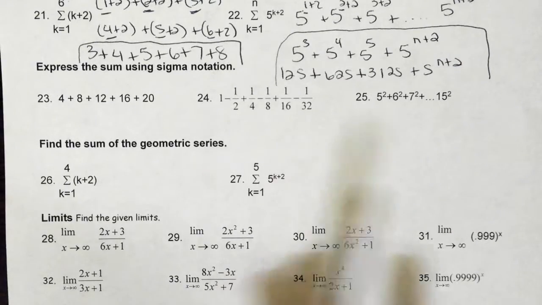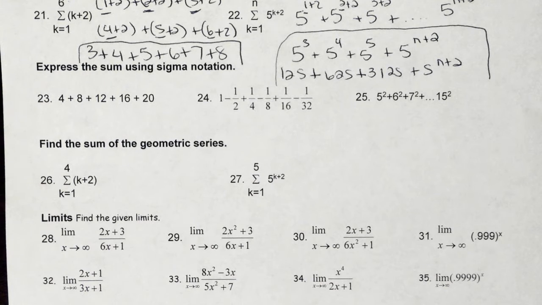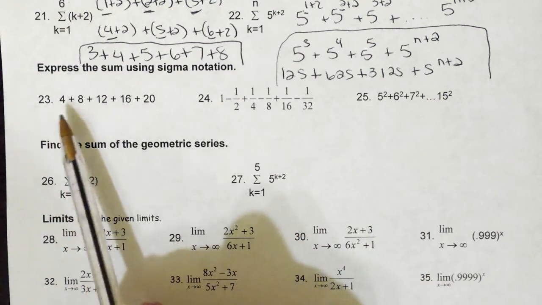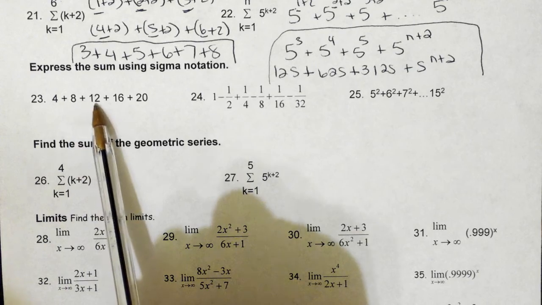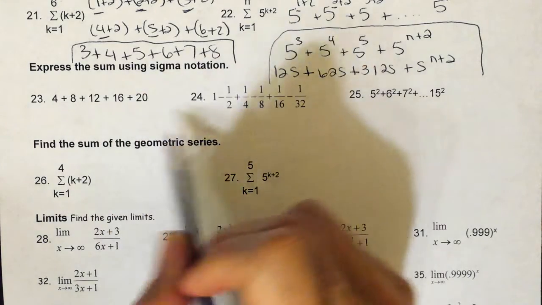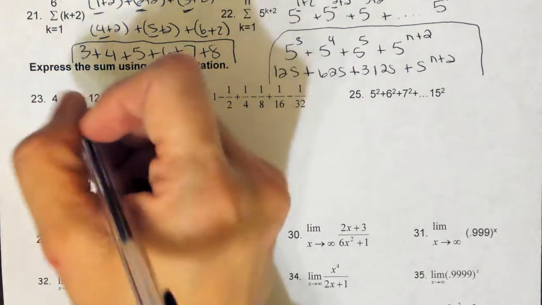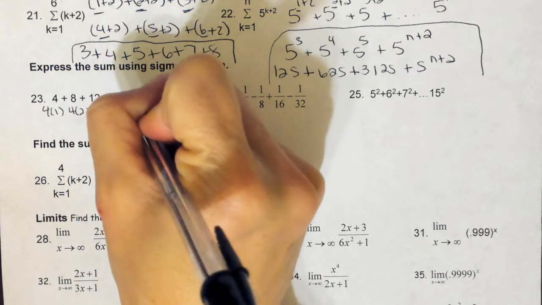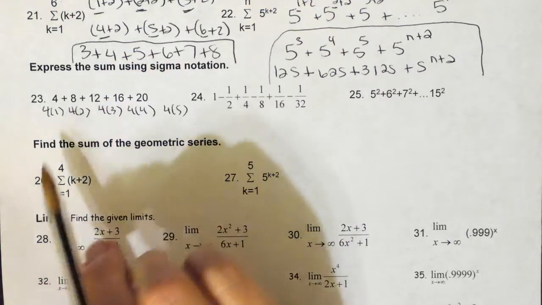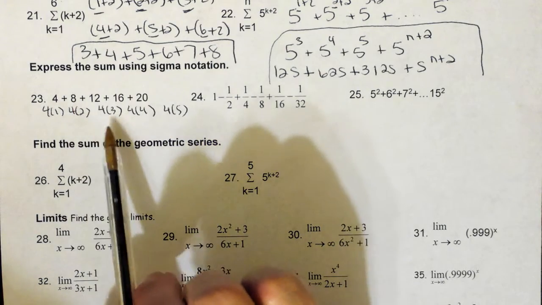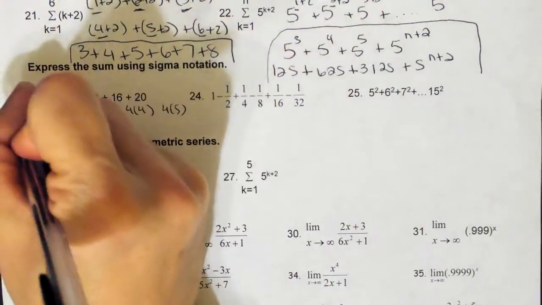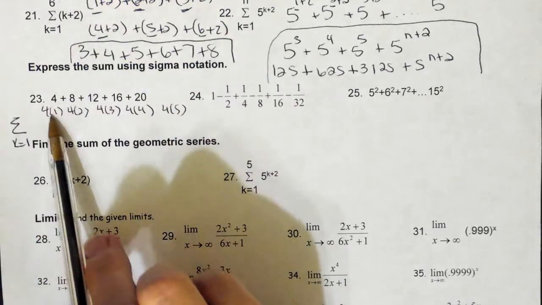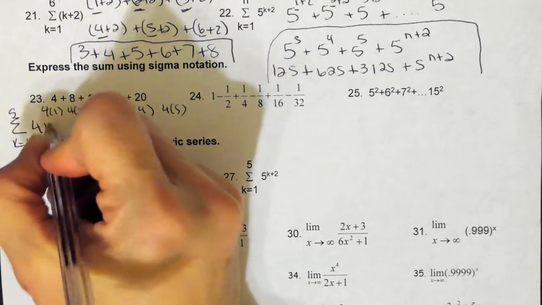On 23, 24, and 25, they want you to write these using sigma notation. So on 23, what are we doing to get from 4 to 8 to 12 to 16 to 20? We're adding 4 over and over. But I told y'all in class, if you're adding 4 over and over, you're really doing repeated addition, which is really repeated multiplication. So we can see when K is 1, 1 times 4 is 4, 4 times 2 is 8, 4 times 3 is 12. So if I was going to write this in sigma notation, the K started at 1, the K ended at 5, and we're doing 4 times my K's.